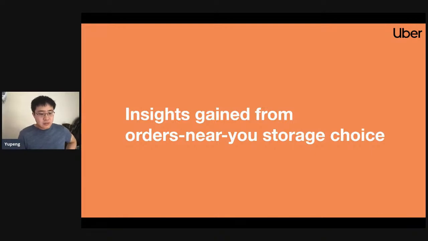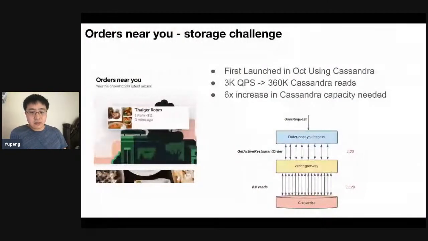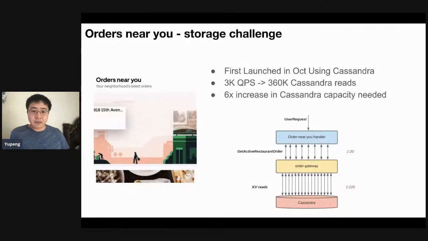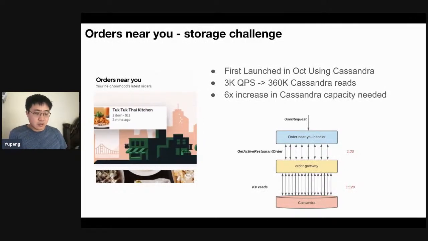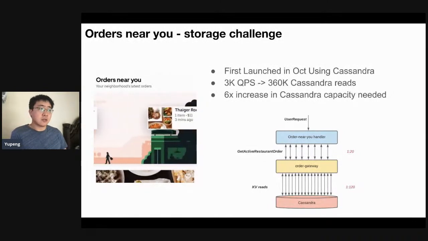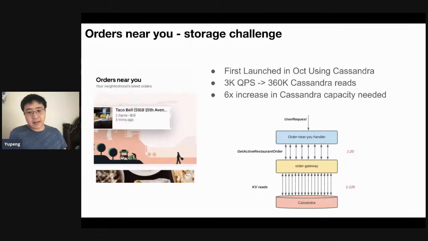I want to take a further look into this Orders Near You use case because it's very interesting, and it shows many good gains from using Apache Pinot as a storage choice. When the product team first built this new Orders Near You use case, originally the team used Cassandra as the storage backend. The reason is that when people place an UberEats order, the orders are stored in Cassandra. So a natural idea from the team was to reuse the storage and some of the existing backend API.